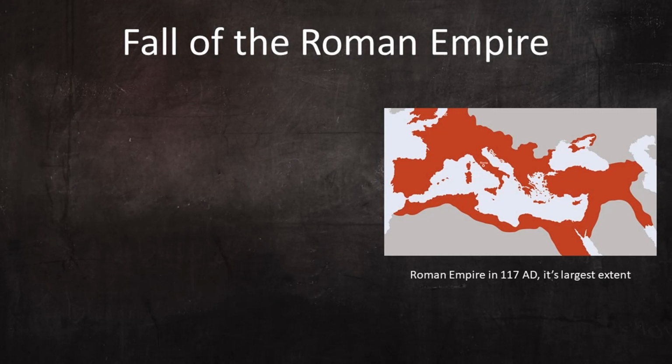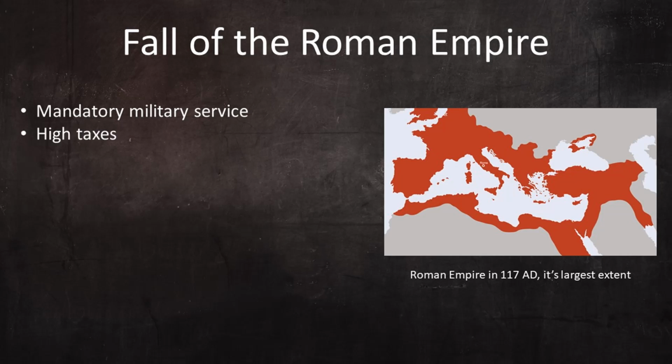The fall of the Roman Empire. Beginning in the 3rd century AD, the Roman Empire started to disintegrate. A series of administrative measures taken by the Roman government gutted the empire's agricultural middle class. Mandatory military service forced farmers to leave their lands, sometimes for years at a time, and high taxes were imposed to finance the maintenance of huge armies throughout the provinces.